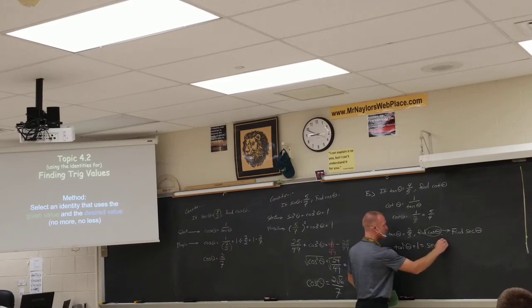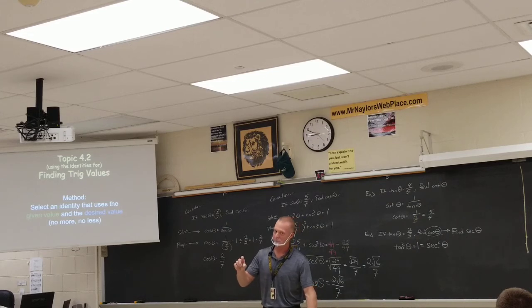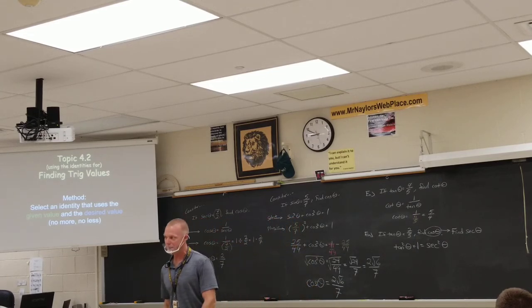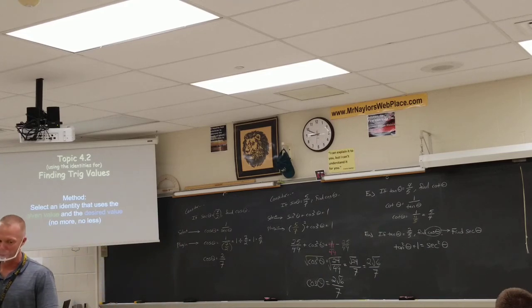Tangent squared plus 1 equals secant squared. So again, we're going to find secant through the back door, but then we'll have to figure out cosine before it's all over. Do you want to try to plug into tangent squared plus 1 equals secant squared? You're just plugging in 2/5.